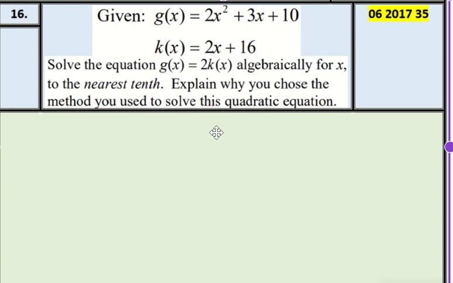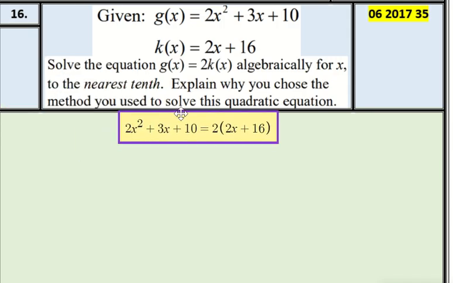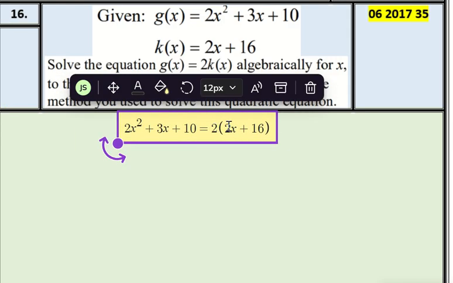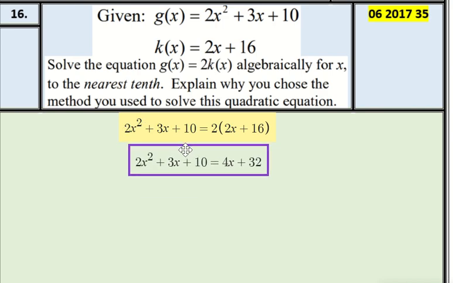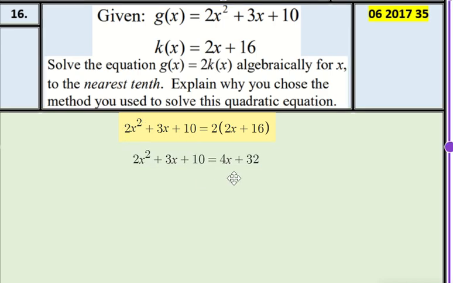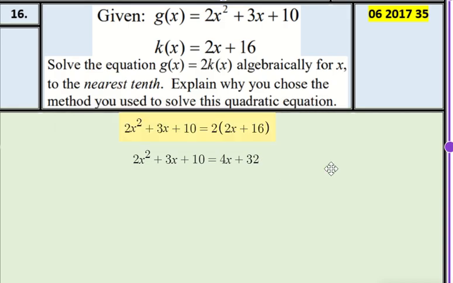That initial equation, when I set these equal to each other, I can't just say g of x equals k of x. I have to put the 2 in front. So g of x equals 2 times the value of k of x. Now we're going to distribute that. When we distribute the 2, we get 4x plus 32.